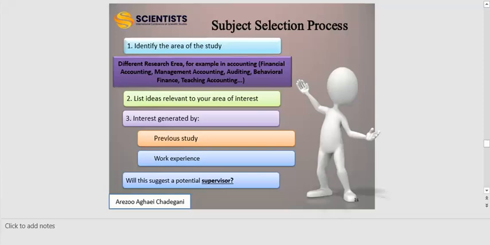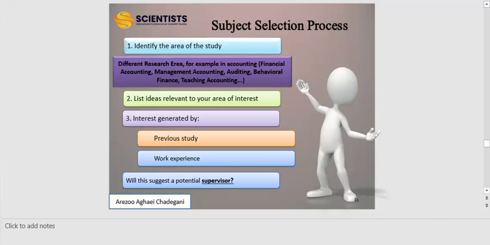Number 2, list ideas relevant to your area of interest. It means that you need to prepare a list of keywords in your research area. For example, if your research area is auditing research, we have different keywords like audit quality, audit opinion, audit switch, audit fee, auditor switch, and so on. So in stage number 2, you list the keywords in your research area.